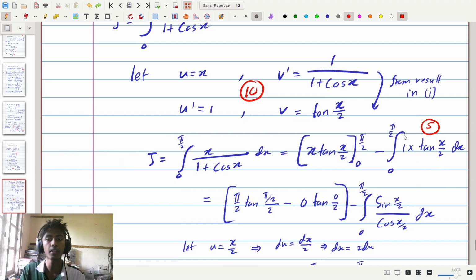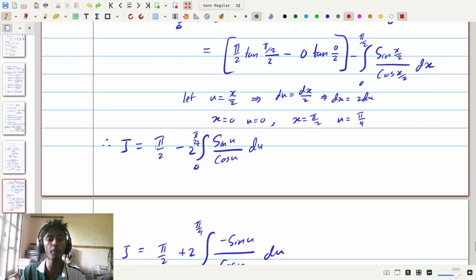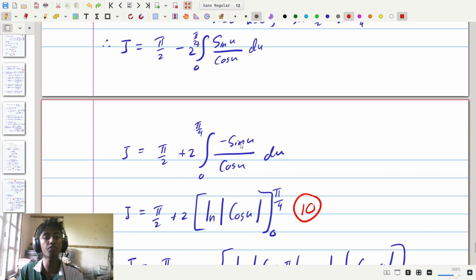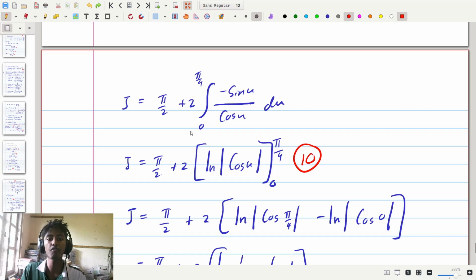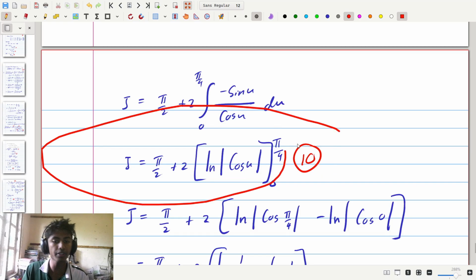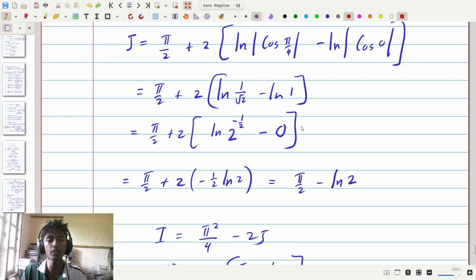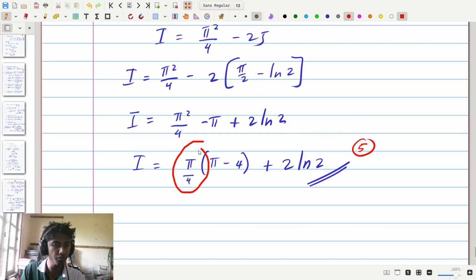And after that, when you simplify down and get this form of j equals pi by 2 minus 2 times the integral from 0 to pi by 4 of sine u over cos u du, and then you find that integral's value separately for getting that integral correctly as the integral from 0 to pi by 4 of the natural logarithm of the modulus of cos u, you get 10 total marks. Now after that, when you simplify down and eventually get the final answer of pi by 4 times pi minus 4 plus 2 times natural logarithm of 2 by substituting everything back in, for doing that and getting the final answer, you get another 5 marks.